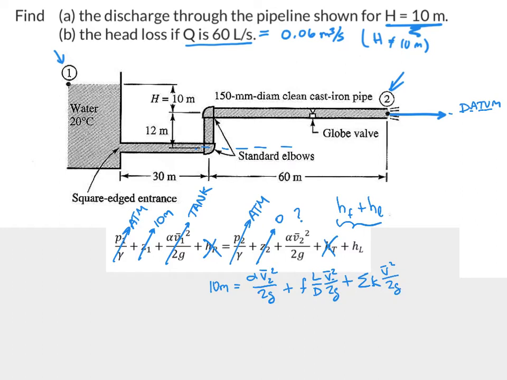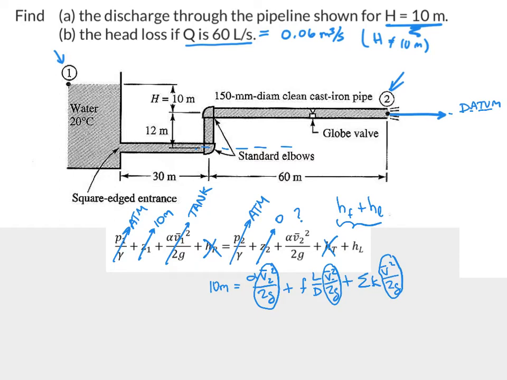So one nice thing here, if we look at this right-hand side, is that everything is V squared on 2g, right? The pipe has the same diameter the whole way, so that's really nice. This is the same throughout the whole thing. So technically, we could write this as 10 meters equals alpha plus fL on D plus sigma K, all that in parentheses, times V squared on 2g. It's not really critical that we do it that way, but we could. Instead, I'm going to start focusing on what we know and what we can work with.